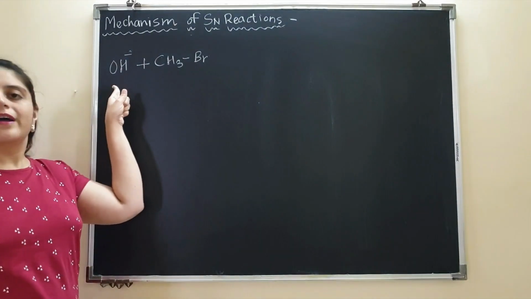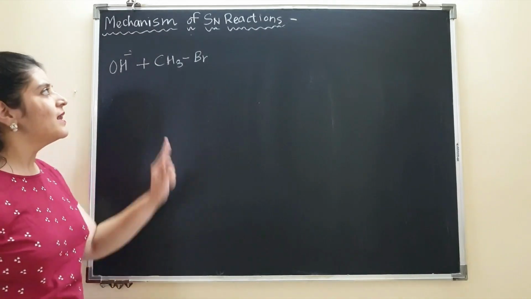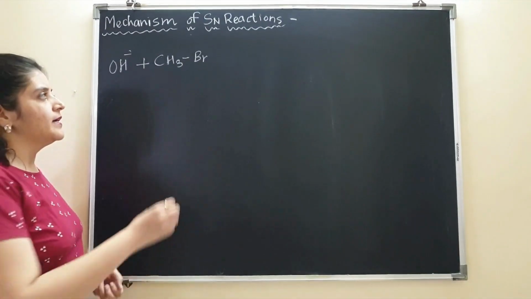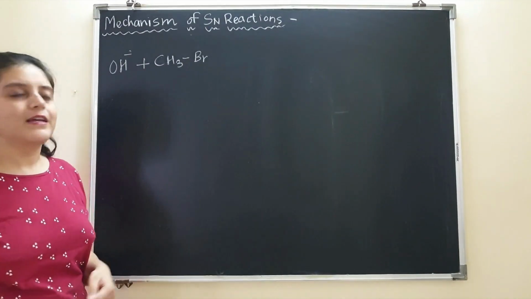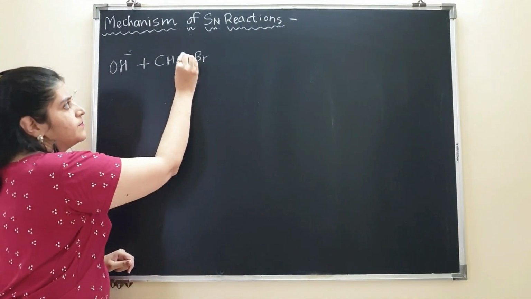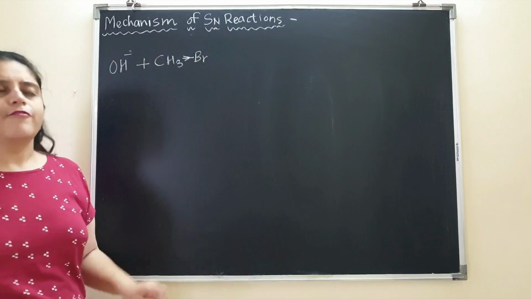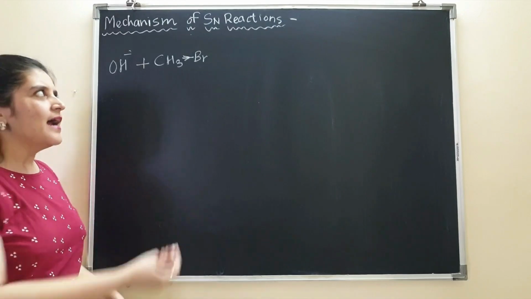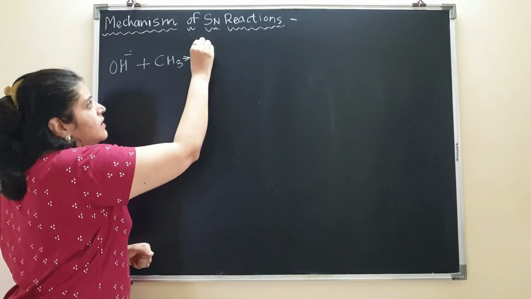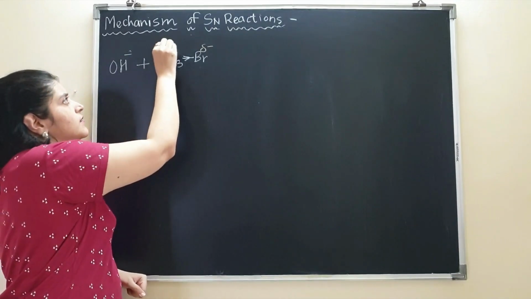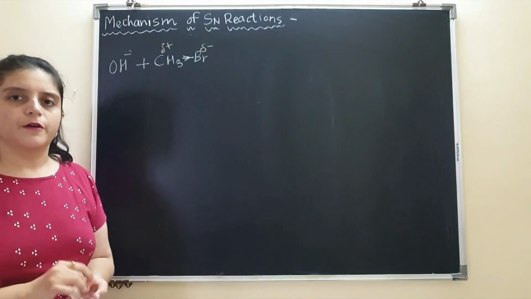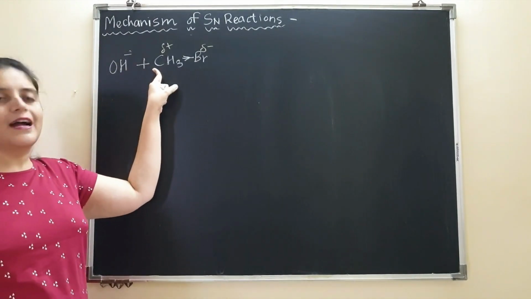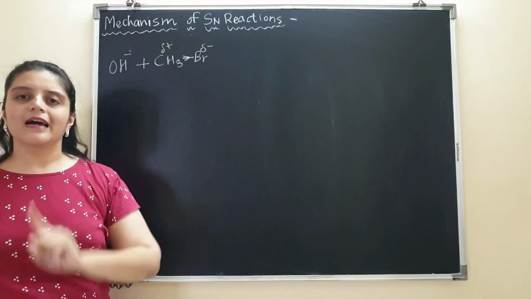So in this case, this OH minus becomes our nucleophile, and this nucleophile will attack the carbon atom. Why carbon atom? Because we know that bromine is more electronegative as compared to carbon. So therefore, a pair of electrons will be slightly shifted towards bromine, and bromine will carry partial negative charge and carbon carries partial positive charge. So this acts as an electrophilic center. So the nucleophile will attack the electrophilic center, which is the carbon atom.